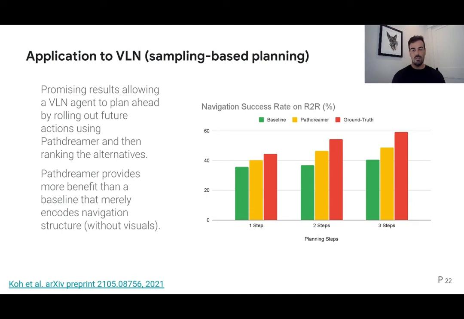And so what we can see in these results here is that the green baseline improves performance with forward planning over 2 or 3 steps because it can use some information about the structure of the navigation graph, about the structure of the navigation possibilities that are there. The PathDreamer model does significantly better, though, by providing plausible visual observations that might be seen in the future. And the PathDreamer model closes about half the gap to the ground truth in this example.